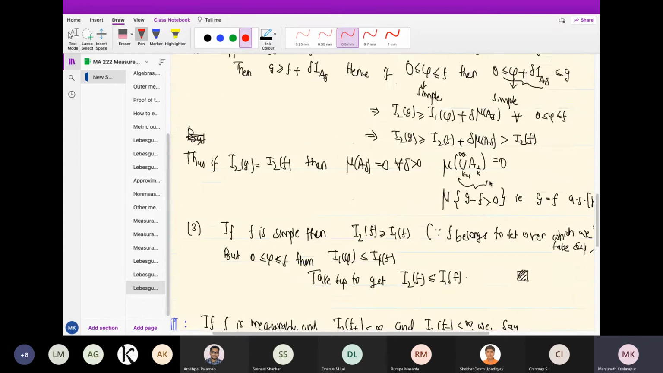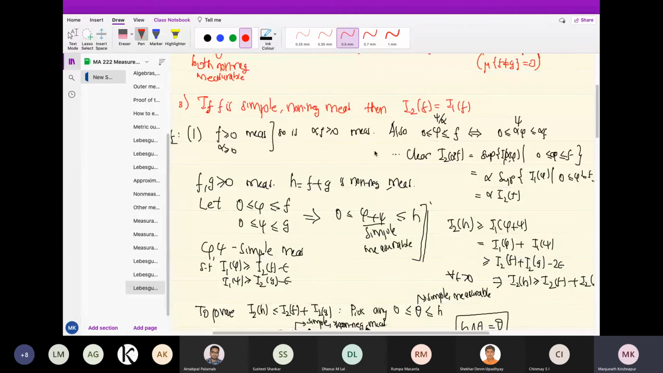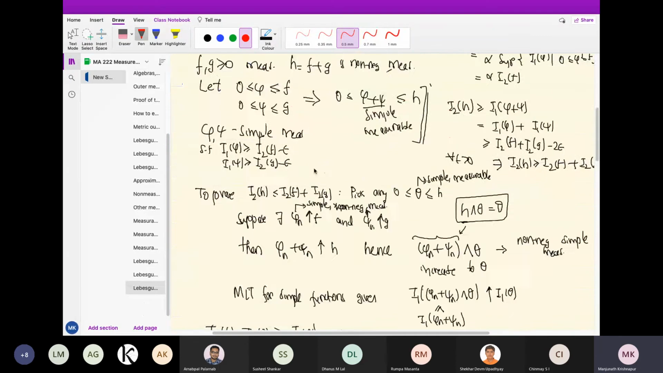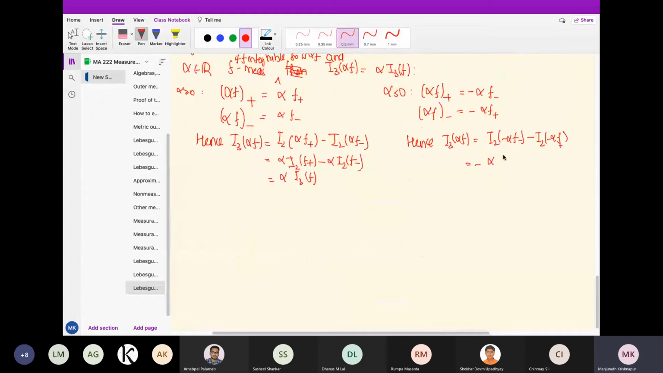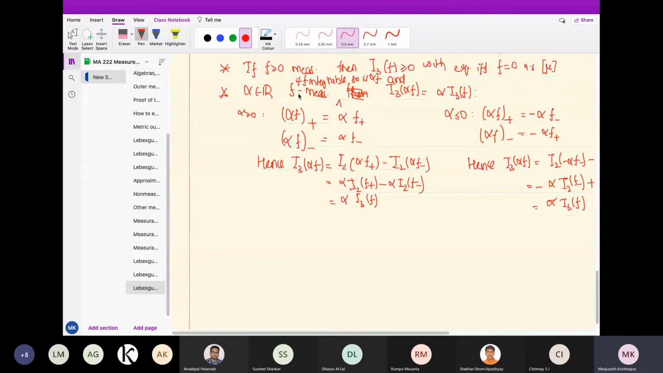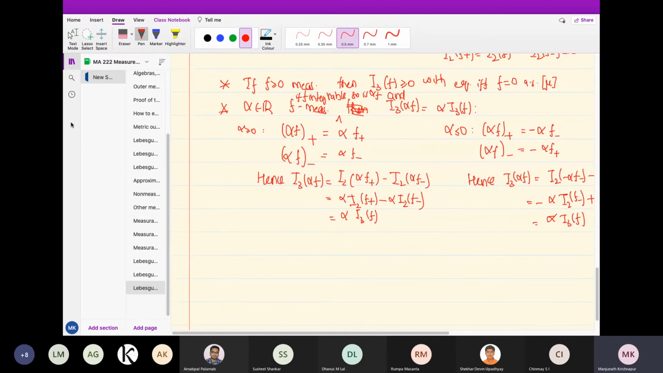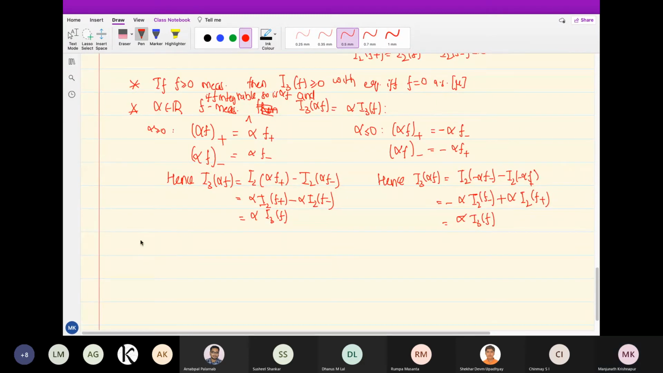Okay, so when applying the scalar multiplication for I2, be careful to not apply it with negative scalars. But minus alpha is a positive scalar. Therefore, you can write it as minus alpha times I2 of f minus. And here again minus alpha comes out and becomes plus alpha times I2 of f plus, which is again alpha times I3 of f. So in both cases it is easy. So the scalar multiplication part is also easy. The thing to do is the addition. Any questions here? Is it okay?